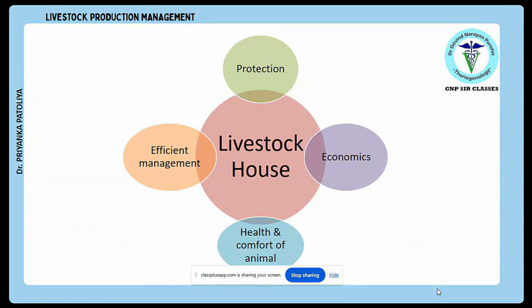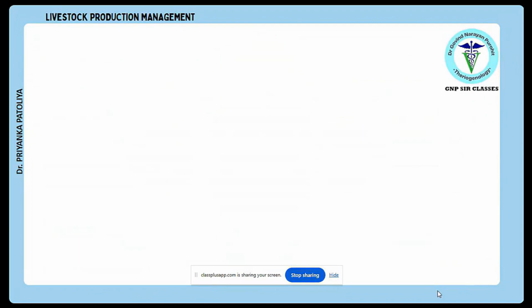So why do we need the livestock house? We need the livestock house for the protection from the inclement weather or adverse climatic conditions, and from predators. Economics wise, it is very easy to manage the animal because they will not roam here and there. Third, it gives good health and comfort to the animal. And fourth, it is needed for the efficient management of the farm because there are various operations in the farm, like milking and cleaning. So we need the livestock house.